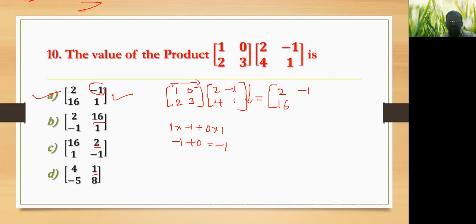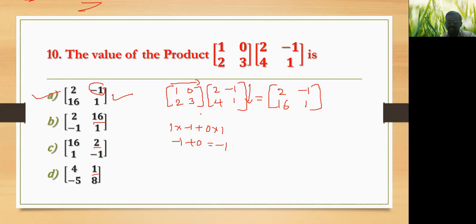And 2 into minus 1 is minus 2, plus 3 is plus 1. See, 2 minus 1, 1. Observe, 2 minus 1, 1. So instead of checking all elements, you can check just one element which is different in all options. Only one is enough to solve this kind of problem.